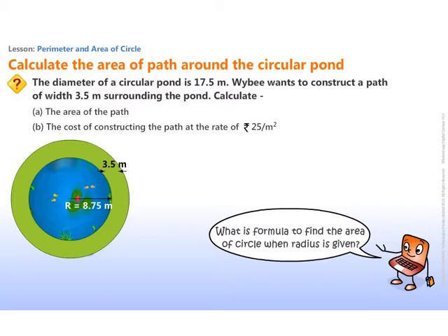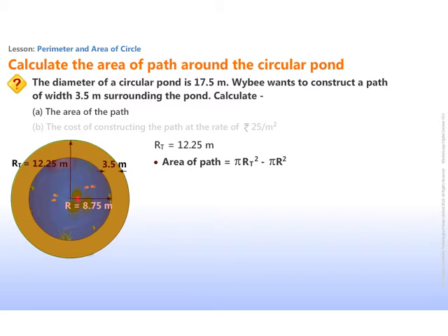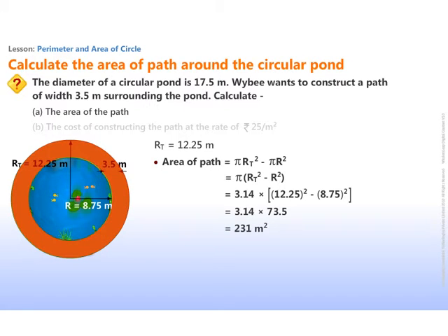What is the formula to find the area of a circle when the radius is given? We know that the area of the circle is equal to pi r square. Let RT be the radius of the circle covering the pond and the path. Then, the area of the path is the difference in the areas of the entire pond with the pathway and the area of only the pond. Substituting the values and simplifying, we get the area of the path is equal to 231 meters square.